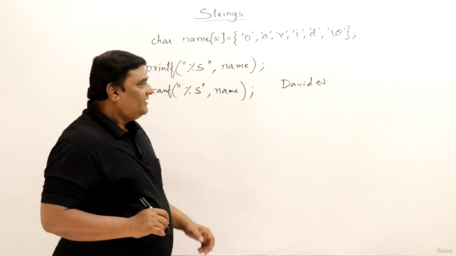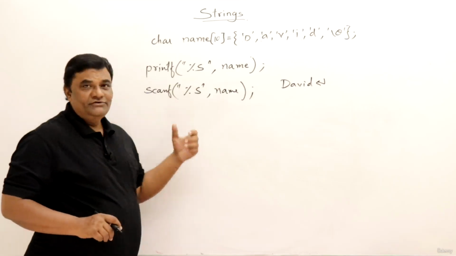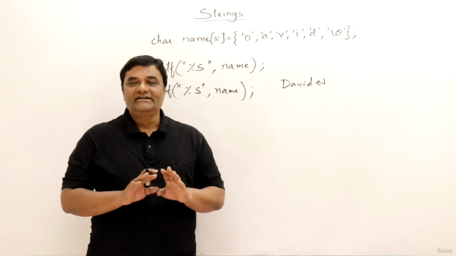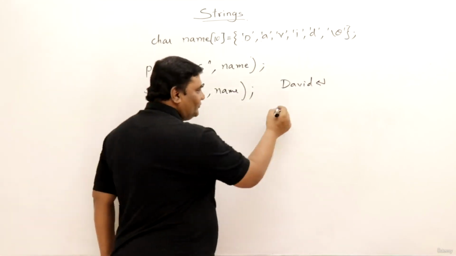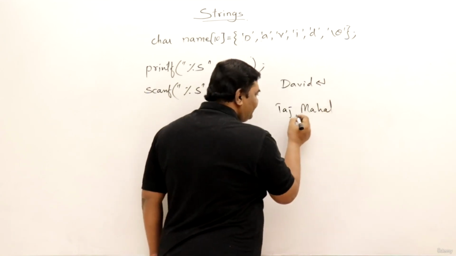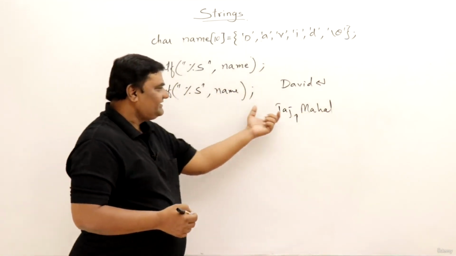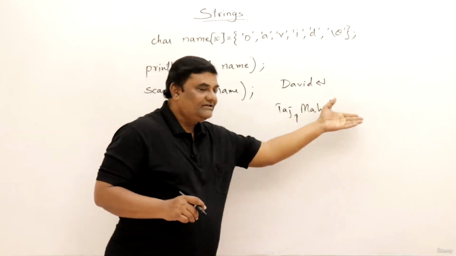Now one more last thing. This scanf is useful for reading just a one-word string. If you have multiple words, it cannot read them. If you are writing a string, like Taj Mahal, then there is a space in between. So if you type this, scanf will just take the first word and skip the second word. It cannot take the remaining words.